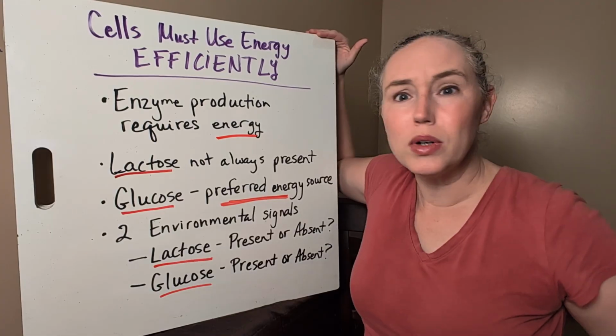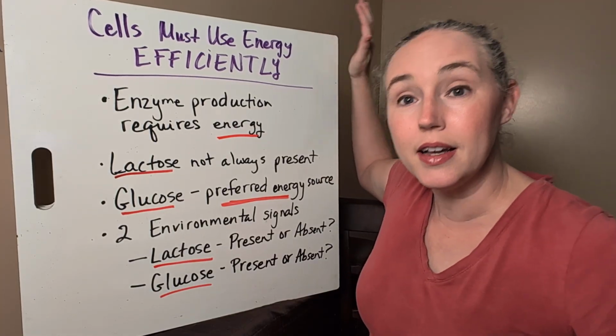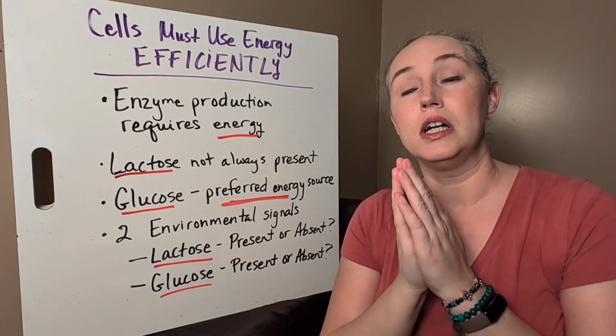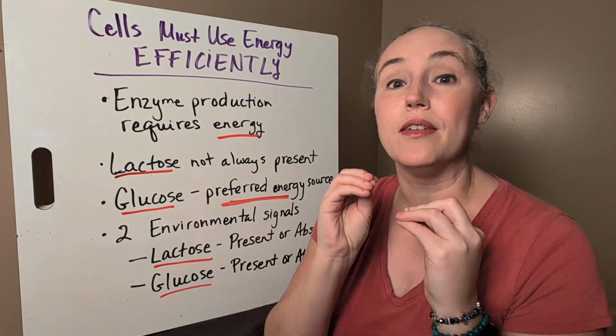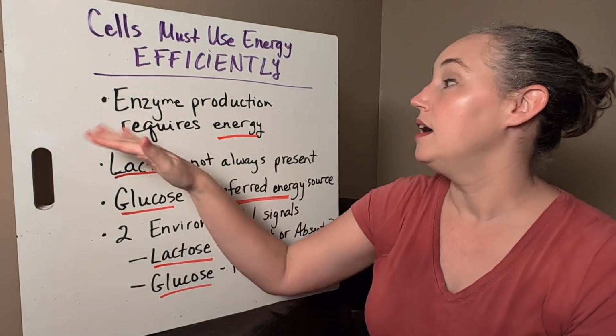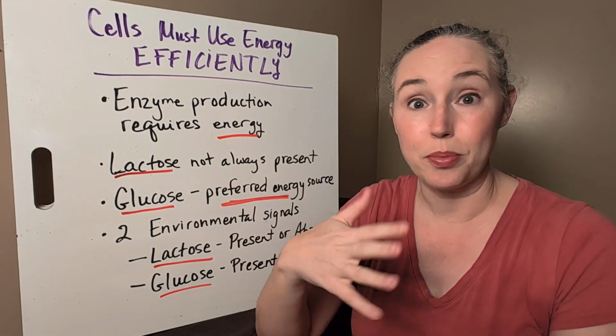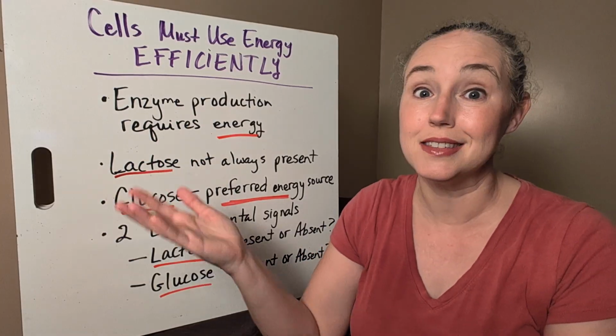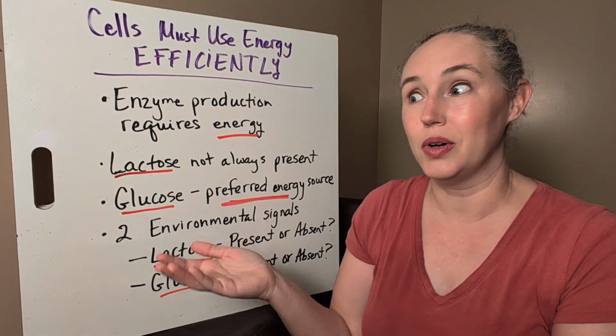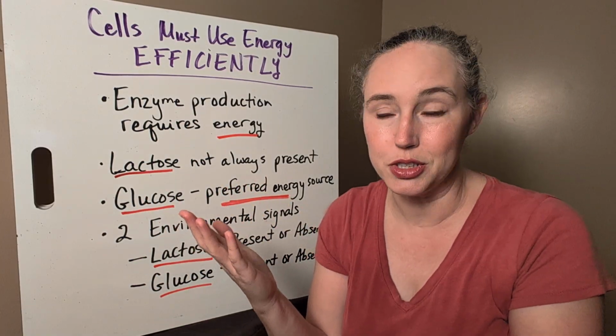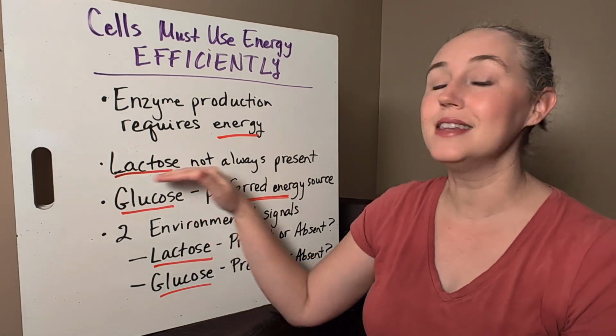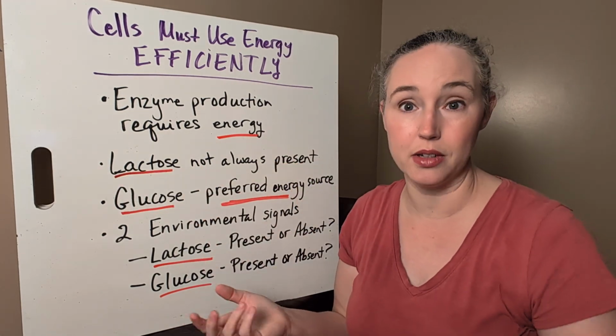So a reminder, what's the point of an operon? It's to help the cell use its energy efficiently. The production of those lactose enzymes takes energy. So it's like it takes energy to make energy. And lactose is not always present, right?